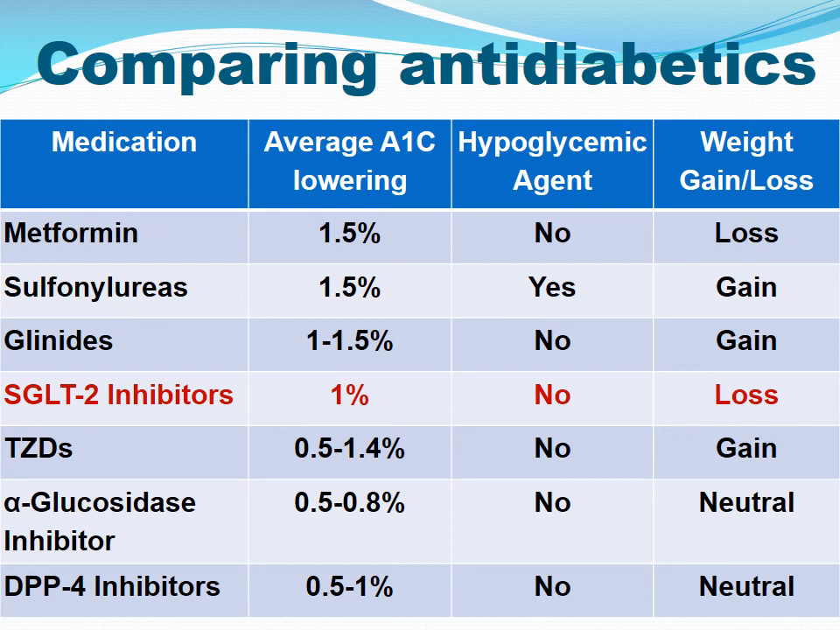So from this table we can see that sulfonylureas, glinides and thiazolidinediones all will cause an increase in body weight, while metformin and SGLT2 inhibitors will cause weight loss. Compared to other drugs, they will lower A1c by 1% without causing hypoglycemia and have the advantage of causing weight loss.